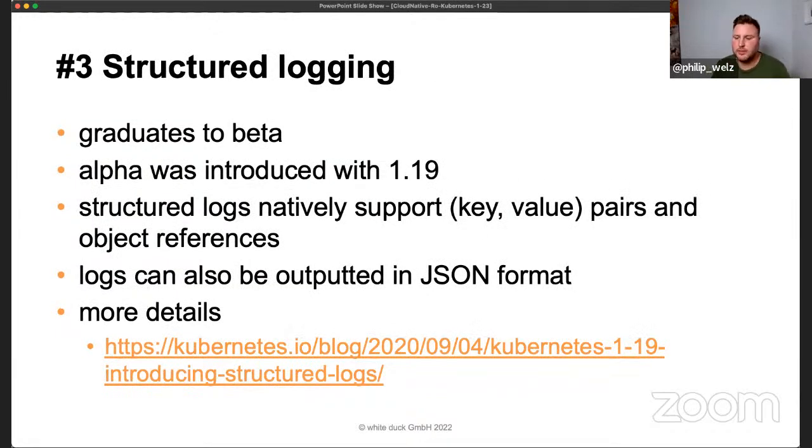Okay, traditionally, Kubernetes offered us unstructured logging, and with the alpha introduction in 1.19, the feature of structured logging was introduced and is now beta, so it's enabled by default in the new release. What we get now is structured logs with key value pairs and object references, and we can also opt in at the API server that we want log output in JSON format. The benefit we get is that we now can automate the log processing better with structured logs because they are predictable. If you want to check out more, you can check the blog entry from the Kubernetes official blog.